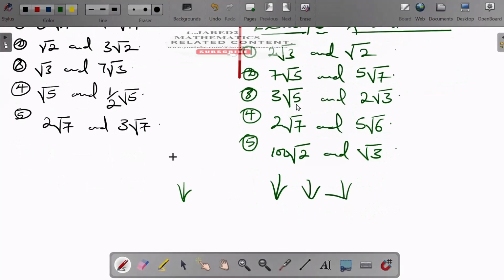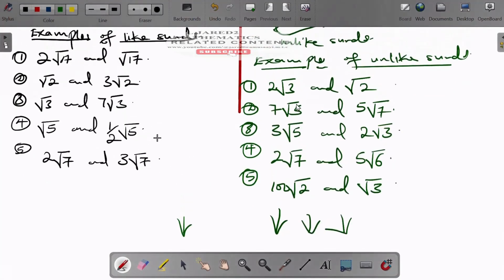So it is very important to understand the difference between the two, because when it comes to performing operations on these surds, one should be aware of unlike and like surds. When it comes to addition and subtraction, the surds we can add or subtract should be like surds, but not unlike surds.